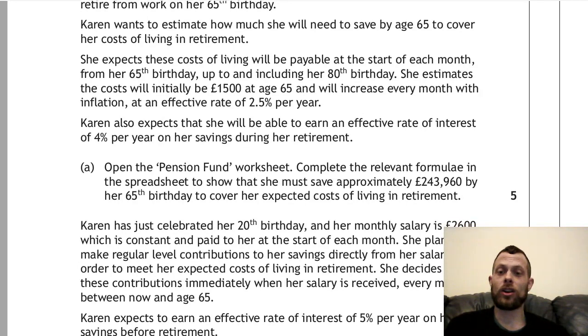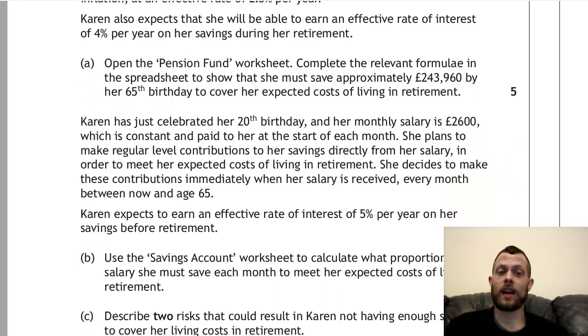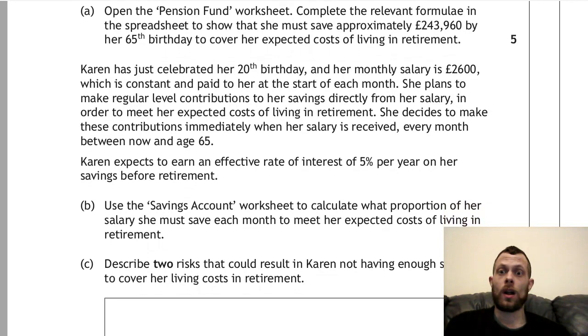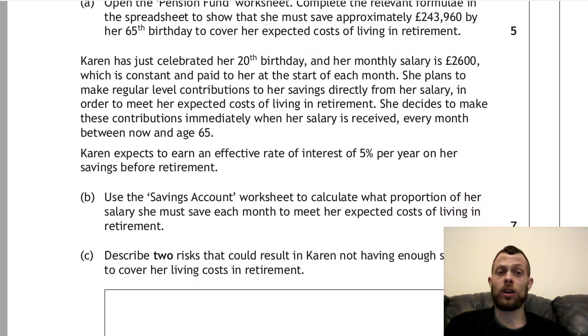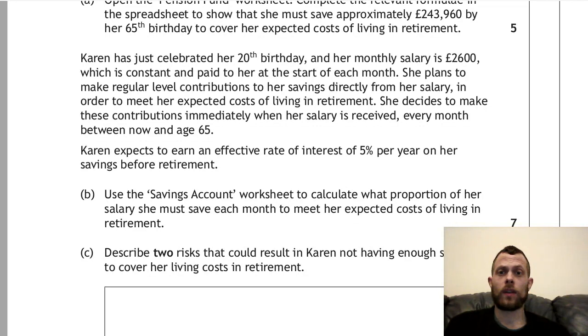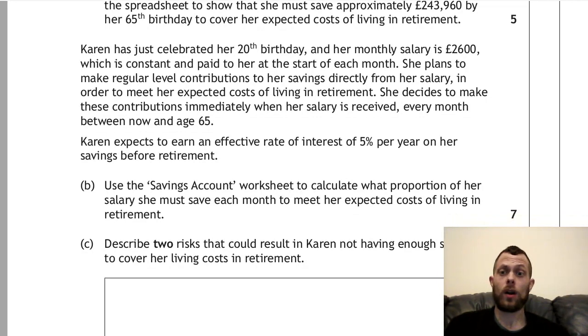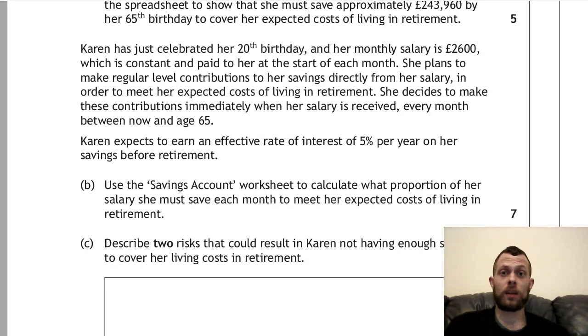So now let's look at part B, which is quite, again, more text to read. So she's going to be saving money every month from her 20th birthday all the way up to retirement at age 65. First of all, this is not hugely realistic, because you would never know that you would be able to save the same amount every month for 45 years, and also predict what the interest rate would be for all of that time. But anyway, we'll take the question as it is.